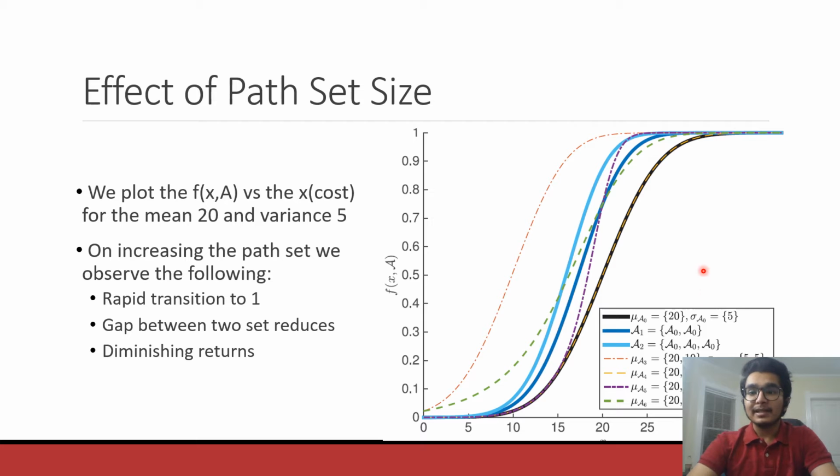On increasing the path set size, as we see, the dark blue and the light blue lines represent that we added one element and then we added two elements, and we see that the graph shifts to the left, so the transition to reach one is more rapid.